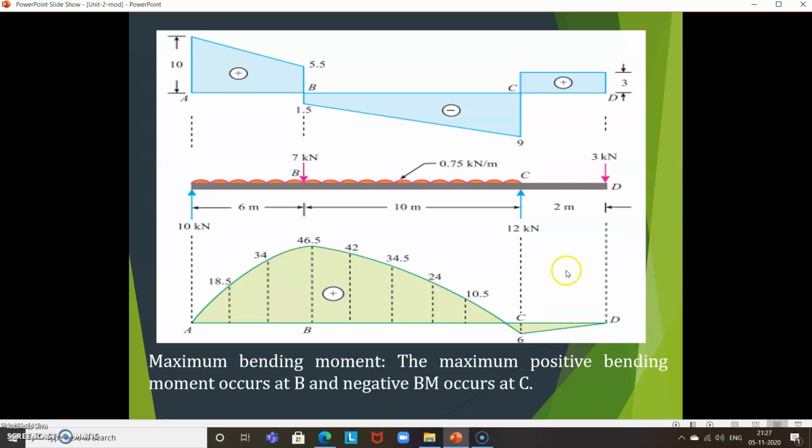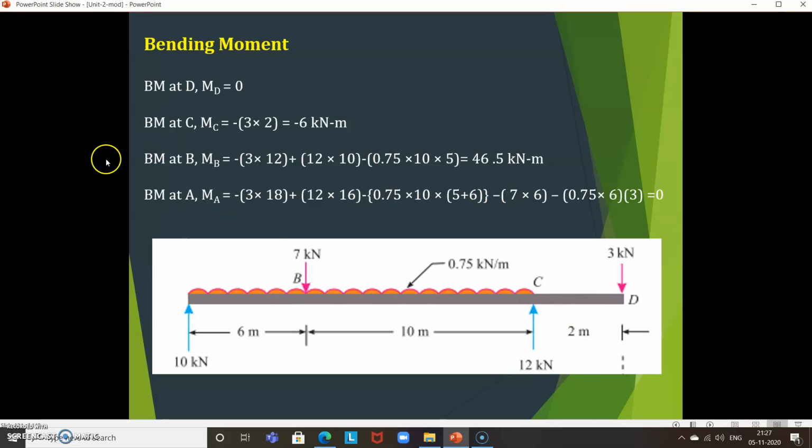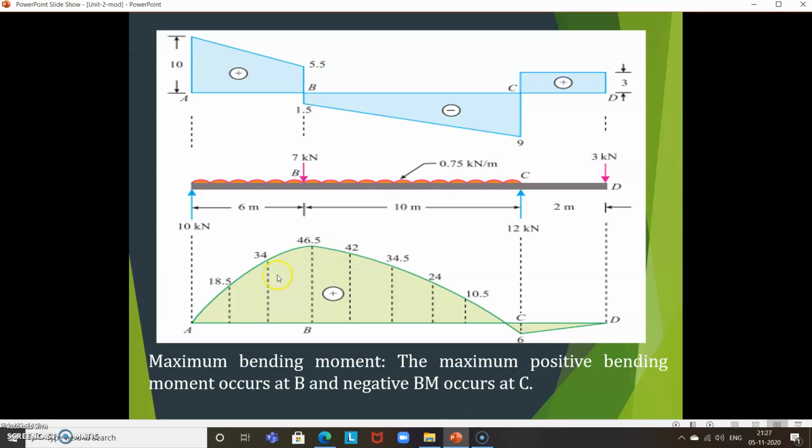Then draw the bending moment diagram, as usual. At D it is 0. At C it is minus 6, so it is below the line. Here it was calculated at every point, but it is not required. You just find the next point at B, that is 46.5, and at A it is 0. So draw this. Where will the maximum bending moment be? Where the shear force changes its sign, there will be the maximum bending moment.